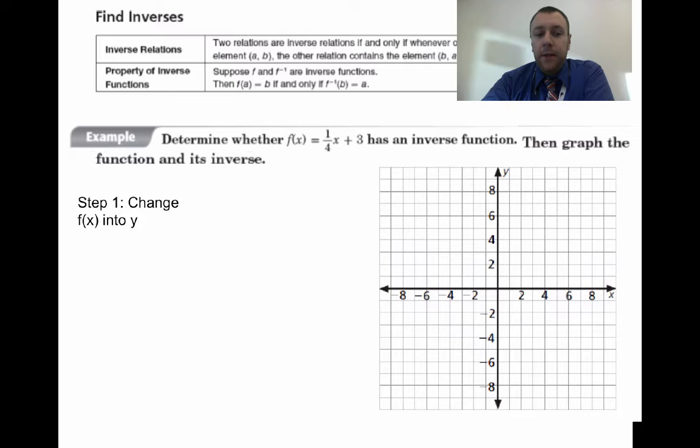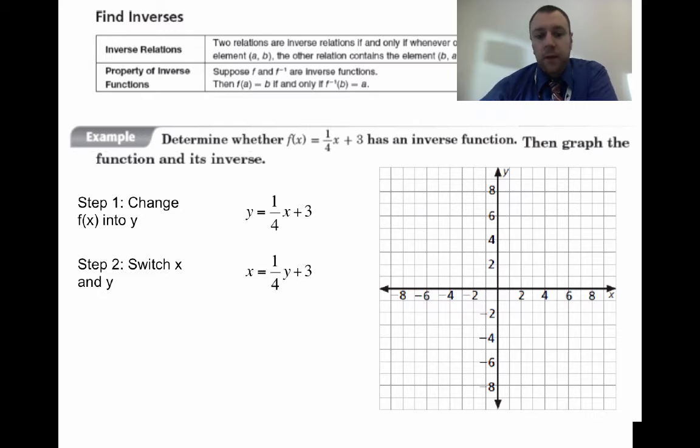The first step is to take that f of x and change it into y. So I'm just going to write y equals 1/4 x plus 3. Then I switch the x and the y. I just swap them. Now I solve for y.